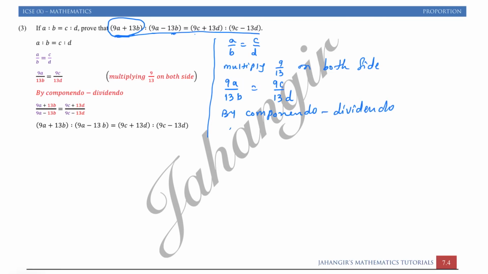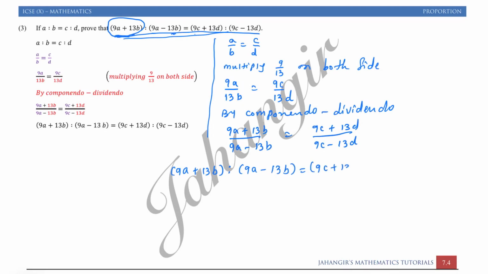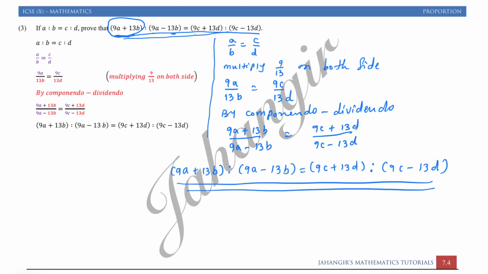By componendo dividendo, we can write 9a plus 13b upon 9a minus 13b is equal to 9c plus 13d upon 9c minus 13d. Since the answer is in the form of a ratio, not a fraction, we cannot leave the answer in fraction format. We have to convert that into a ratio. So I can write 9a plus 13b is to 9a minus 13b is equal to 9c plus 13d is to 9c minus 13d. Hope you understood this.